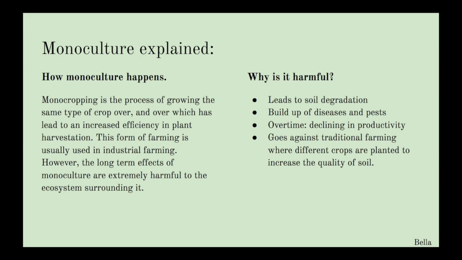Monoculture explained. How monoculture happens. Monoculture is the process of growing the same type of crop over and over, which has led to an increased efficiency in plant harvestation. This form of plant farming is usually used in industrial farming. However, the long-term effects of monoculture are extremely harmful to the ecosystem surrounding it.